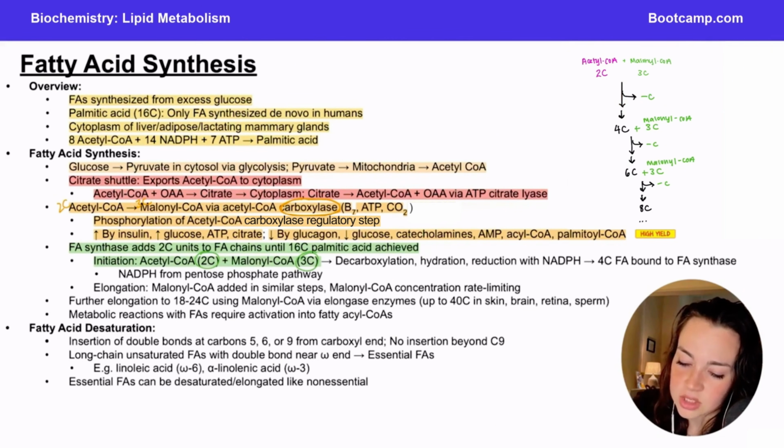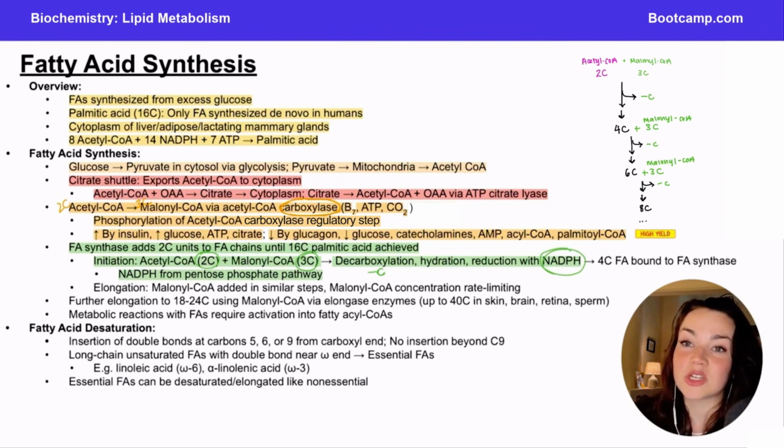And a series of reactions is going to take place, one of which is a decarboxylation. So that's going to take 1 carbon out of the picture. Then we'll do some other things like hydration and reduction with NADPH. So this is where that NADPH comes in. NADPH, remember, from the pentose phosphate pathway, or the HMP shunt, which we already did a video discussing. And so when we take our 2 carbon and our 3 carbon, we mash them together and we decarboxylate them. So we take one of those carbons out and we do a whole bunch of other stuff with it.